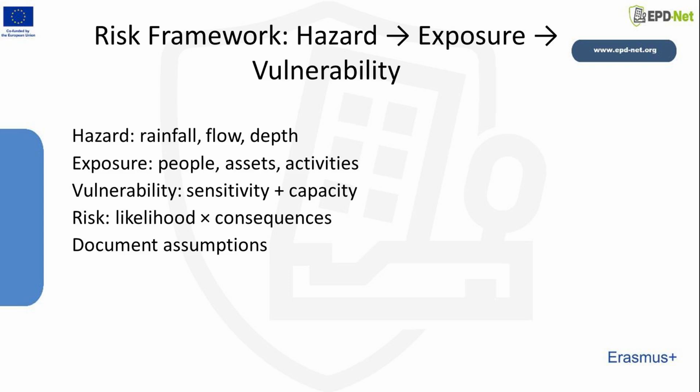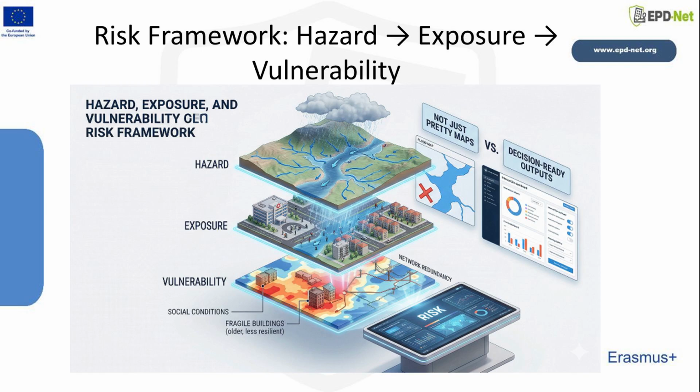Now we formalize risk using a structure that works in planning meetings: hazard, exposure, and vulnerability. Hazard is the physical event or process, such as intense rainfall, overflow from a river, or surface flow paths. Exposure is what is in harm's way: people, buildings, critical facilities, and the networks that keep a city functioning. Vulnerability is how sensitive those exposed elements are and how much capacity exists to anticipate, cope, and recover. This is where social conditions, building fragility, and service redundancy enter the analysis.